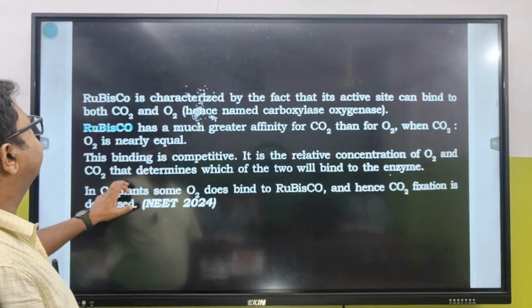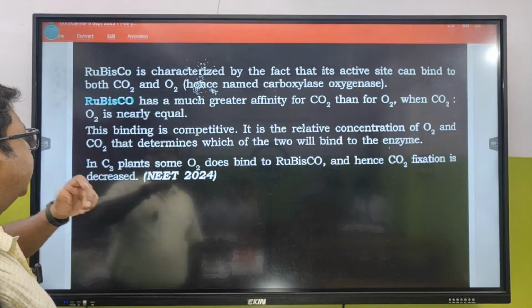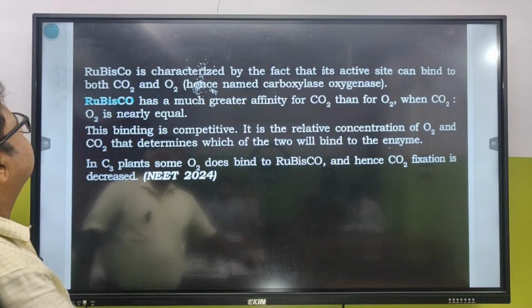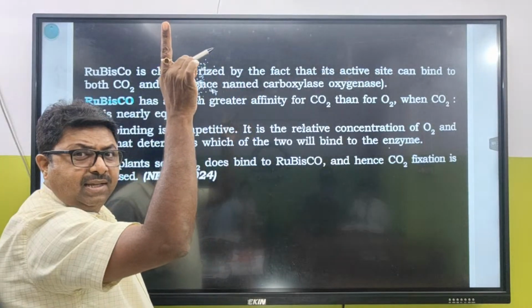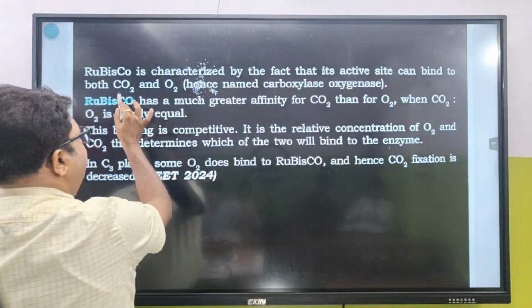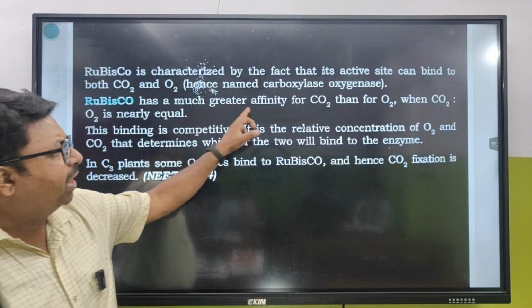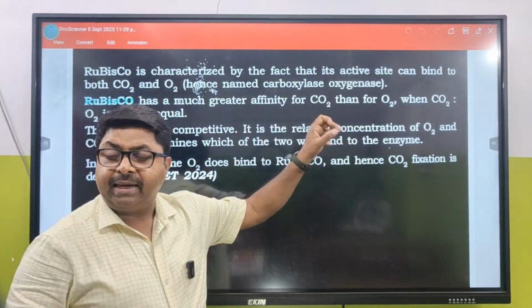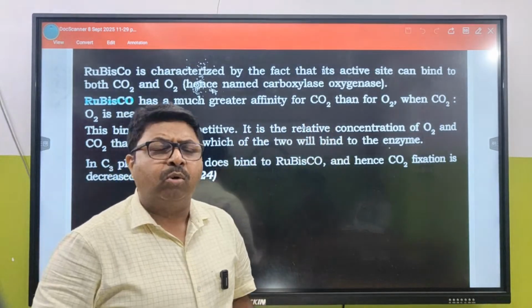চল একটা কোশ্চেন করি। আচ্ছা এখানে একটা পয়েন্ট আছে, যে পয়েন্টটাকে আমি খুব চাইছি এই পয়েন্ট থেকে প্রশ্ন করে ফেলেছে। Rubisco is characterized by the fact that its active site can bind to both carbon dioxide and oxygen, hence named carboxylase oxygenase. Rubisco has a much greater affinity for দেখ অ্যাফিনিটি কোন দিকে বেশি ওর, কার্বন ডাইঅক্সাইড। গিভেন এ চান্স ও কাকে চুজ করবে?